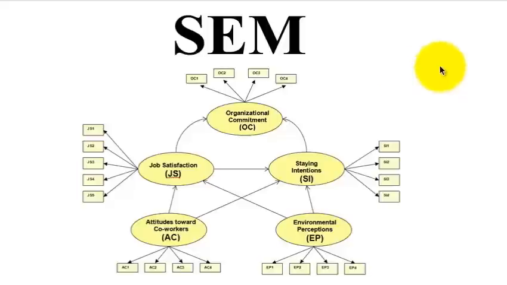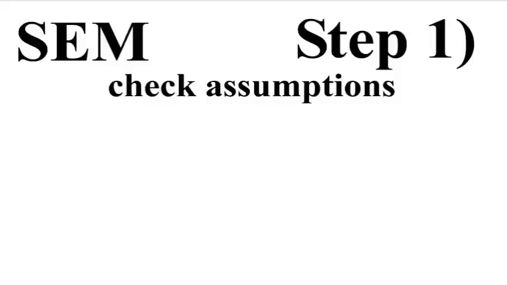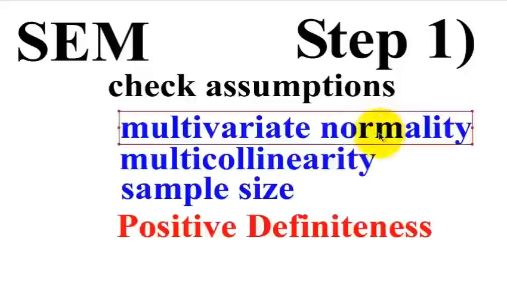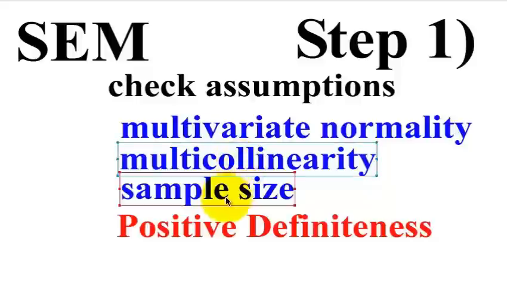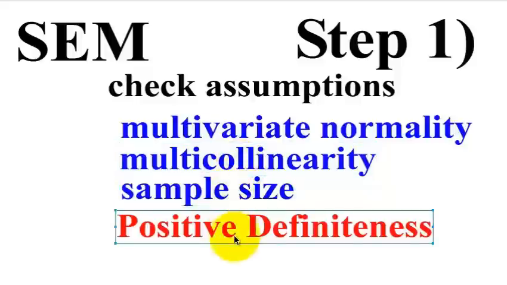Okay, so here's our model. First thing we're going to do is check the assumptions. And the assumptions of a SEM are multivariate normality, univariate normality. We're not going to overly worry about that because all of the data is in Likert scale from 1 to 5, so they're rarely normal. But we will check multivariate normality, multicollinearity, sample size, and positive definiteness.